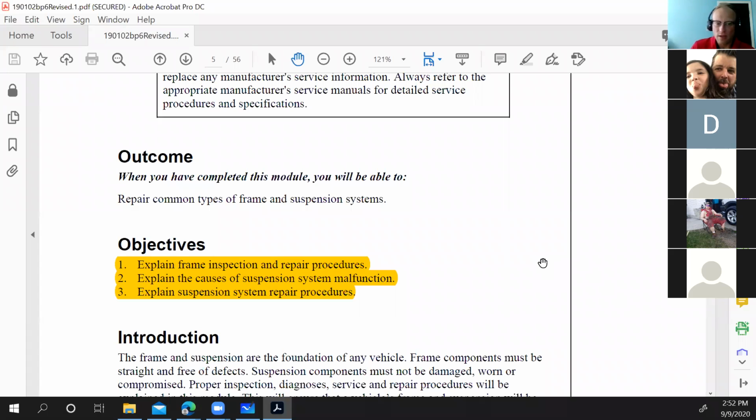So we're going to look at different types of inspection and repair. We're going to look at different types of damages that are common with frames. We're going to talk about why they happen. Okay, that's a big one. And then what we do to repair it as well. And we're going to look at the suspension too. So frame inspection and repair, what happens to frames? How do we fix it? Then we're going to look at what happens to suspension and why. And lastly, how do we fix it?